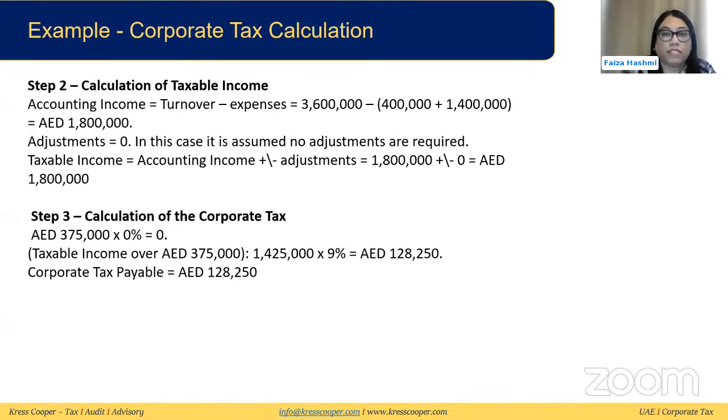Then we will calculate the taxable income. Taxable income is basically accounting income after passing adjustments. In our example, we don't have any adjustments, so the taxable income and accounting income are the same, which is turnover minus the expenses. In this case, it is 1.8 million. When we calculate the corporate tax on this 1.8 million, the first 375,000 will attract the 0% corporate tax rate, and anything over this, which is 1.425 million, will attract the normal rate of 9%. So this is one example of how a natural person's taxable income or return would look.